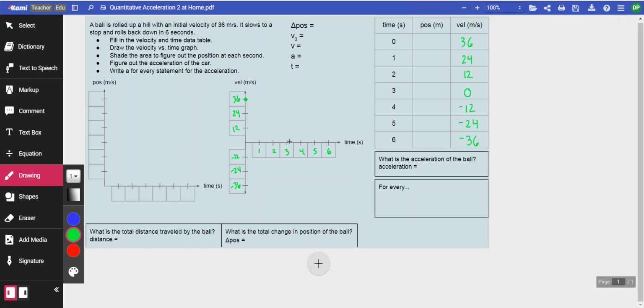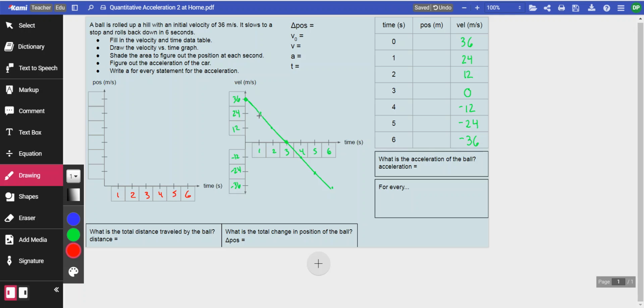Those are the 2 points I started with, but 1 is 24, 2 is 12, 3 is 0, 4 is negative 12, 5 is negative 24, and 6 is negative 36. So there's our graph. Now, we also want to be able to figure out what the positions are, right? So we have 1, 2, 3, 4, 5, 6 seconds. Okay? So how are we going to do that?